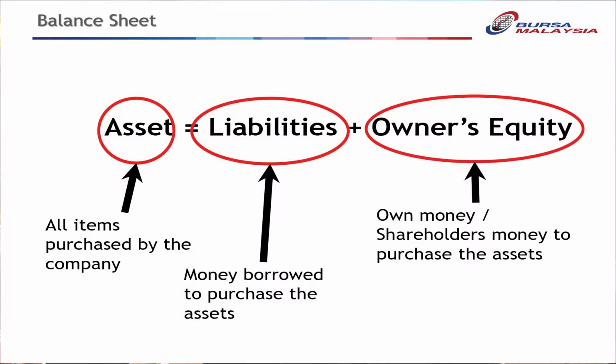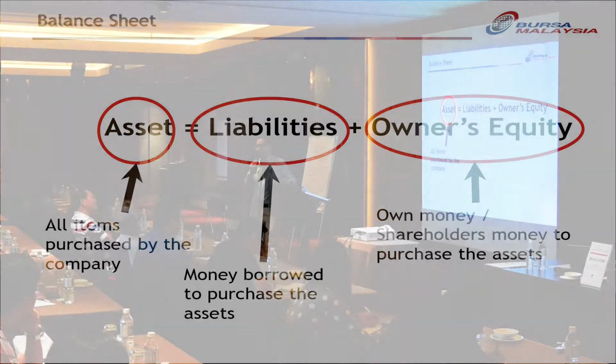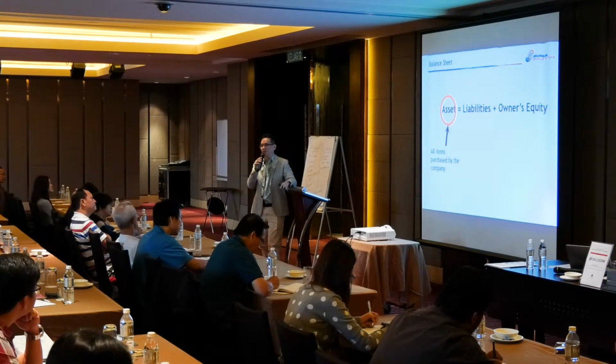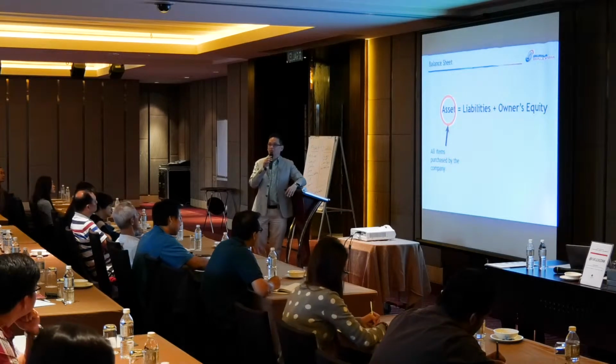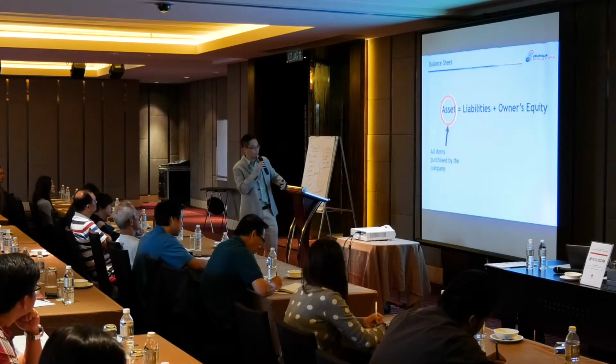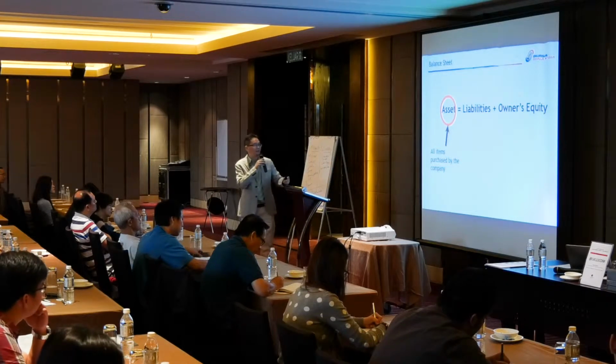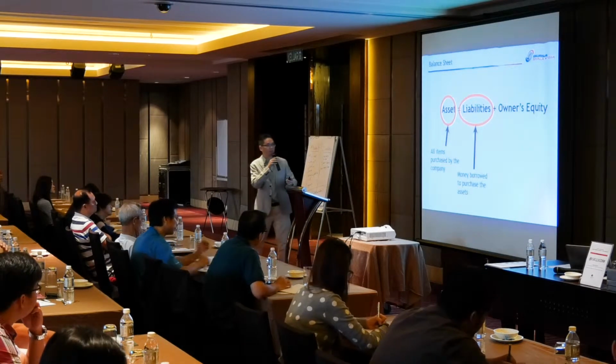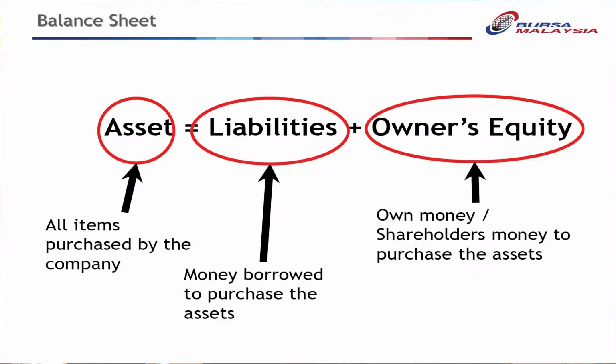You can think of it this way: assets are all the items purchased by the company. Of course, from a company perspective, you talk about machines, plant, equipment, all the items purchased by the company. The money used to purchase has to come from two sources. One is money borrowed to purchase. Then of course some of the money has to come from your own.